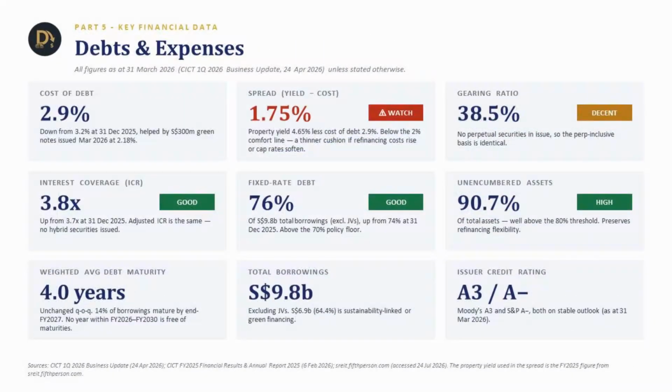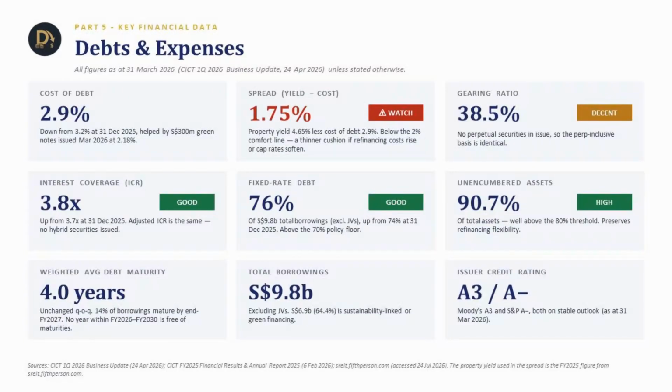Moving to the next slide, let's transition into the debts and expenses data based on the March 31st, 2026 update. We need to look at the core metrics, starting with the cost of debt. This is the critical variable. The cost of debt is 2.9%. The data notes its decrease from 3.2% at the end of 2025.